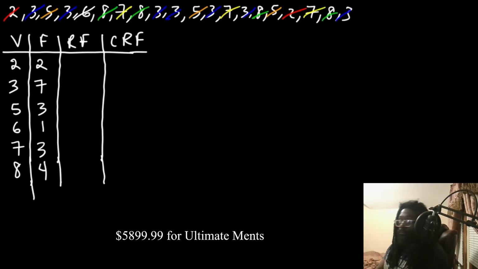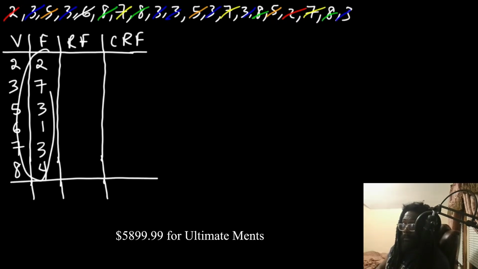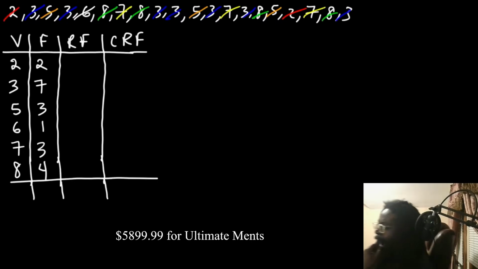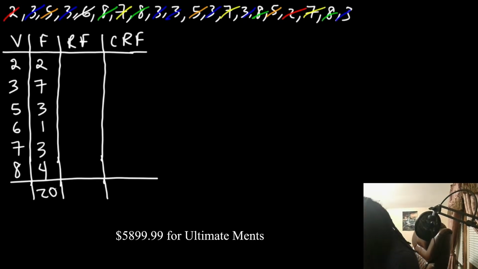Now let's take the sum of the frequency column. So if we add these numbers, 2 plus 7 is 9, plus 3 is 12, plus 1 is 13, plus 3 is 16, plus 4 is 20. So we have a total of 20 numbers in our set.